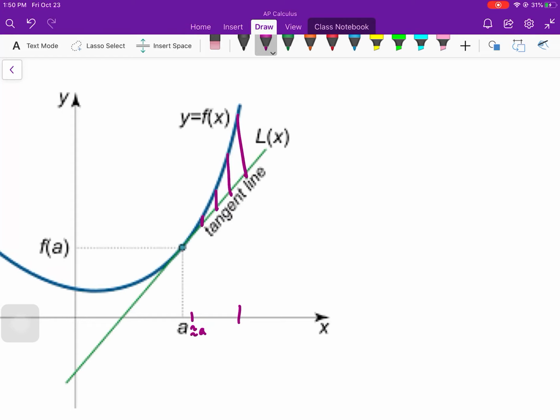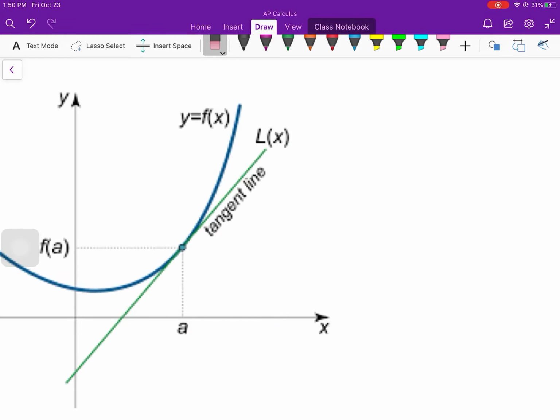Another reason is sometimes we don't actually know what the blue curve is. We don't know the actual function. We just have a derivative function and some initial value, and we're able to figure out what f of a is by using a bunch of tangent line approximations. We can use this tangent line to approximate this value, create its own tangent line to approximate the next value, and so on. So there are a lot of applications, and this is a very useful thing.